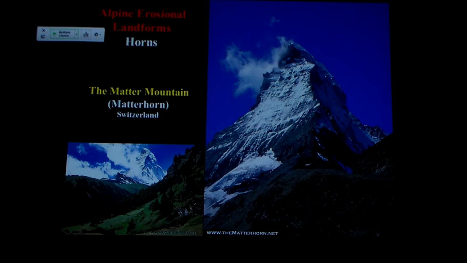But this Matterhorn is actually the Matter Mountain horn, but everybody has shortened it and just calls it the Matterhorn, and now everybody thinks that's the name of the mountain. It's not all one word. It's actually 2 words.